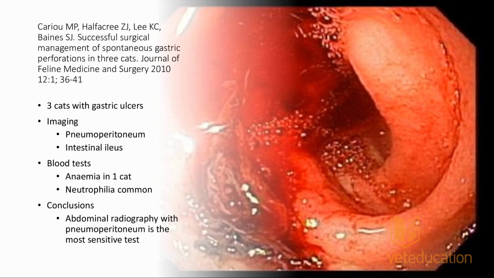Blood test, one cat was anemic. All of these cats had neutrophilia. Abdominal radiography with pneumoperitoneum was the most sensitive test in these 3 cats here.